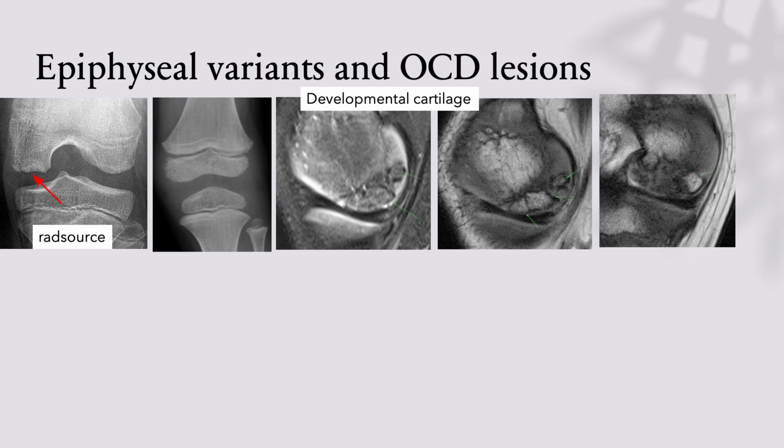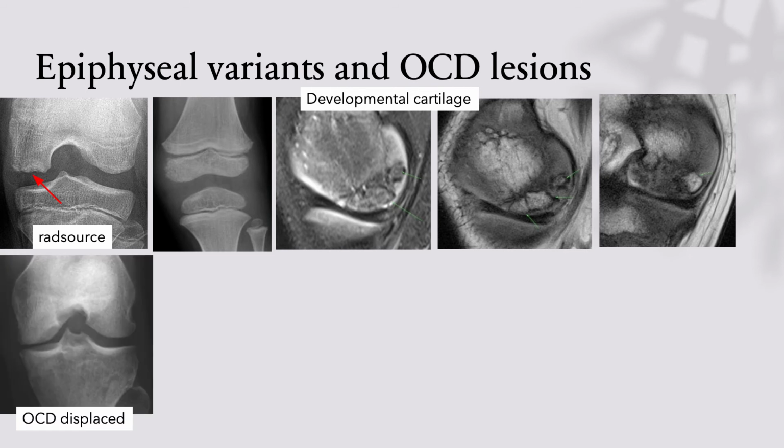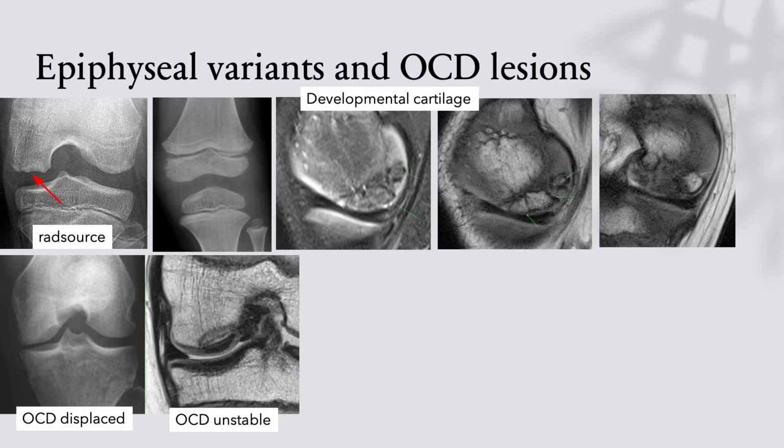The major abnormality that we should think about in the epiphysis typically is the osteochondritis dissecans lesion, which typically happens on the inner aspect of the medial femoral condyle. These are identified better on MRI.